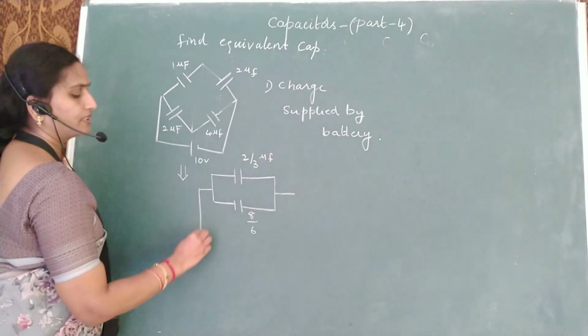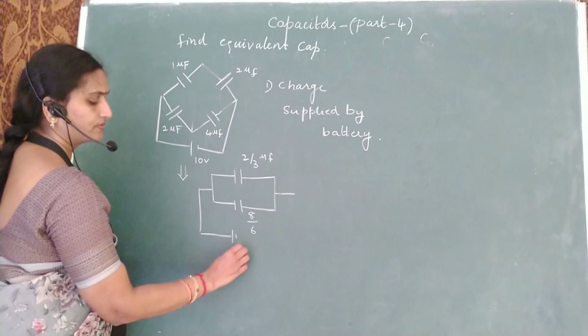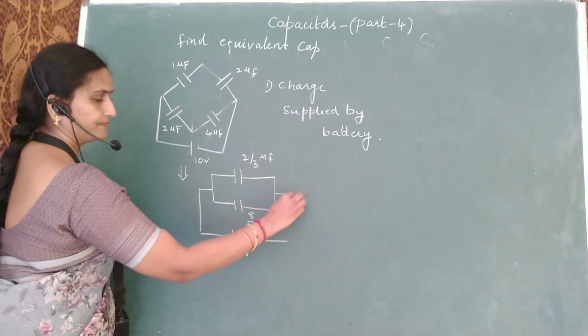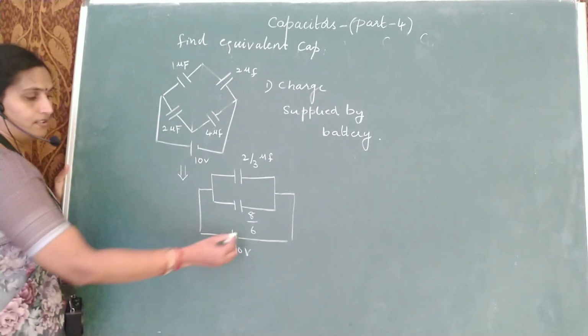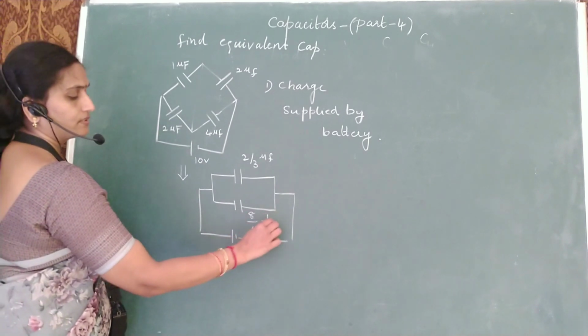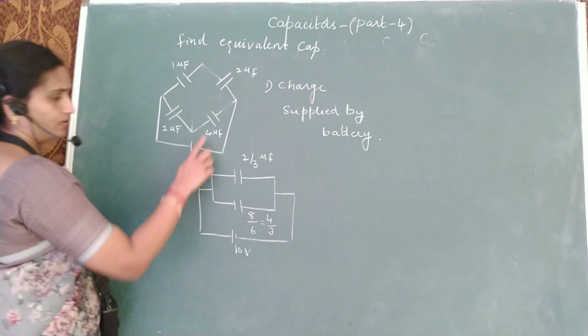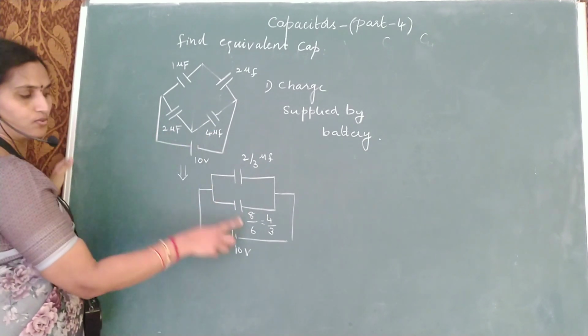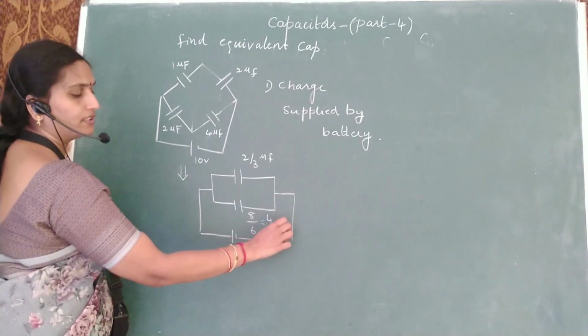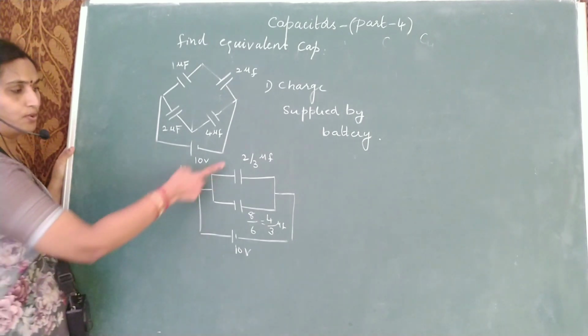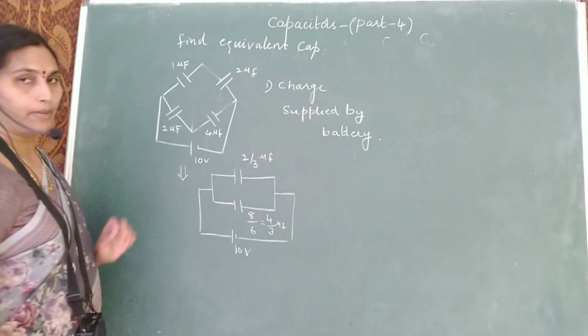And then you have connected it to a battery of 10 volts. Now this also I can write as 4 by 3. 4 times 2 is 8, 4 plus 2 is 6. I have simplified it as 4 by 3 microfarad. And now you can see these two capacitors are in parallel combination.